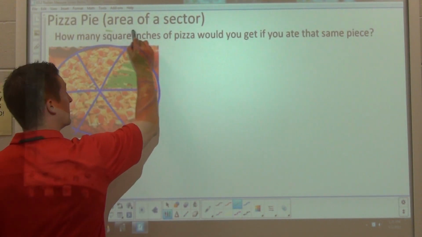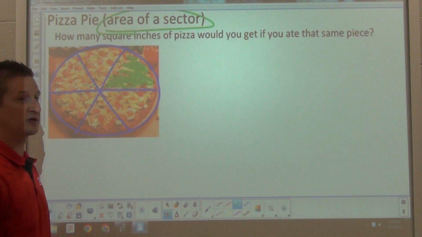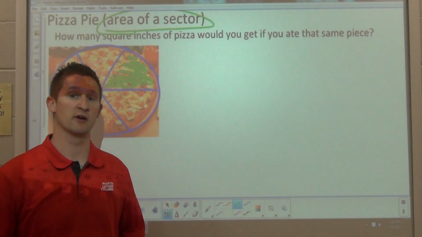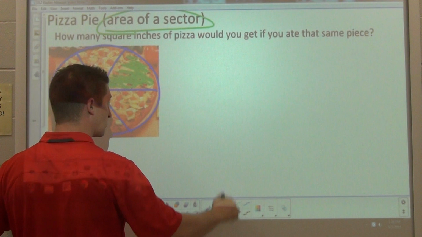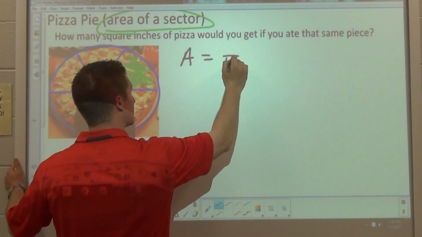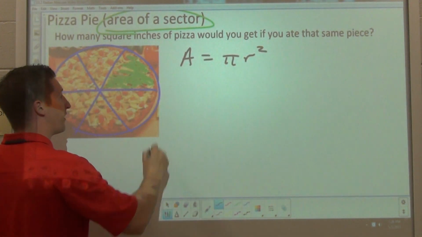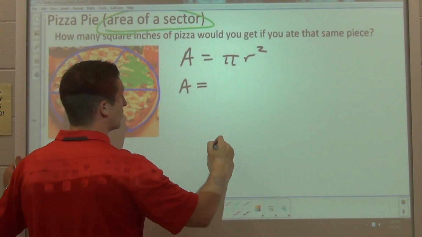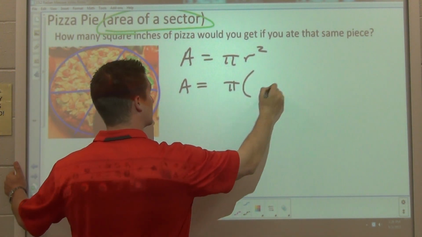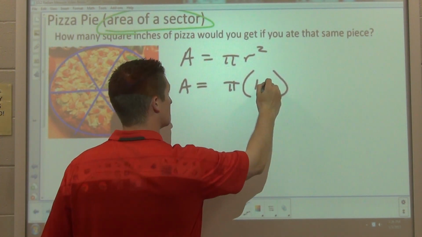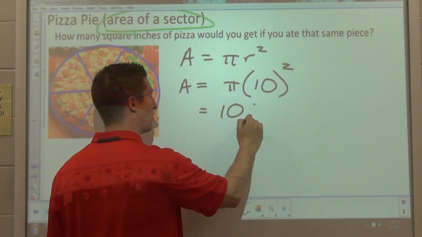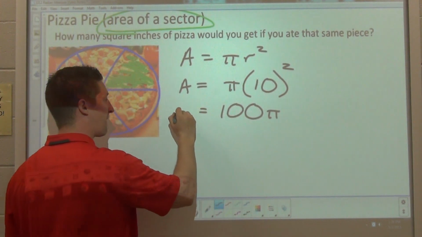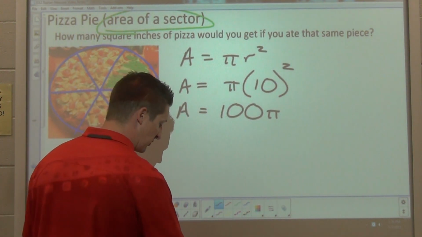That would be the idea of the area of a sector. So a sector is going to be a portion of the area of the entire circle. Now, the entire circle's area would be pi times radius squared. Well, in this case, again, if I want to find the area of the whole thing, I take pi times my radius squared. The radius, remember, was 10 inches, so 10 squared is going to turn into 100 times pi. But I don't want the whole thing, I just want a fraction of it.